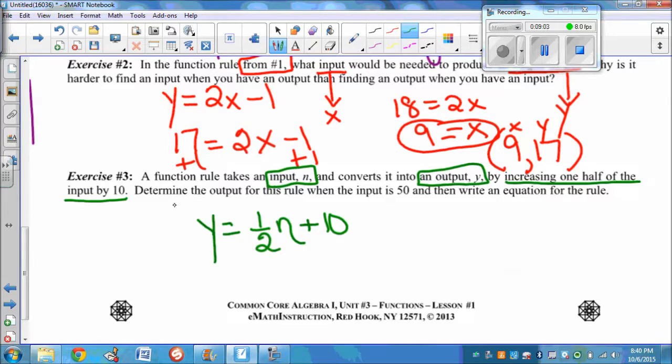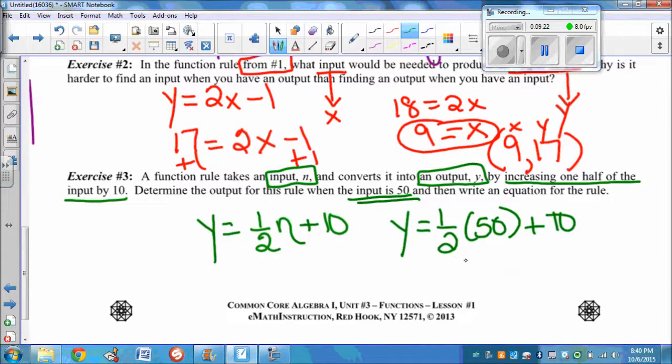Now they're asking us to use it. It says determine the output for this rule when the input is 50. So they want the output when the input is 50. So half of 50 is 25 plus 10. The output is going to be 35. So you've done this before, okay? Now we're just talking about pieces of a function, the inputs and the outputs, instead of just the x's and the y's. Okay, so go ahead.